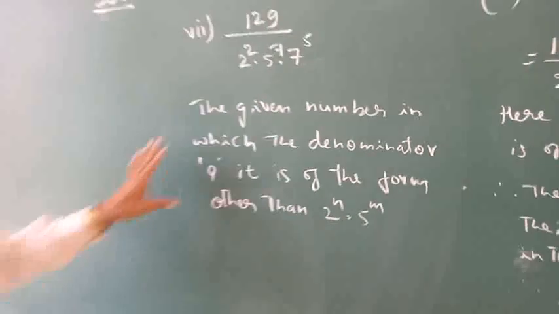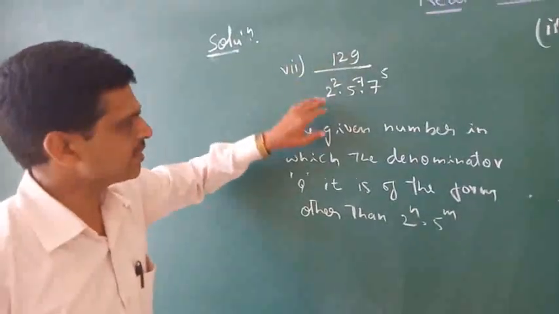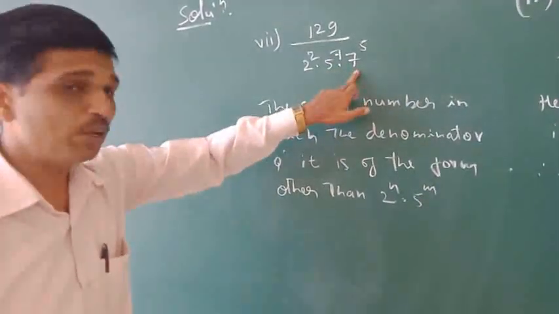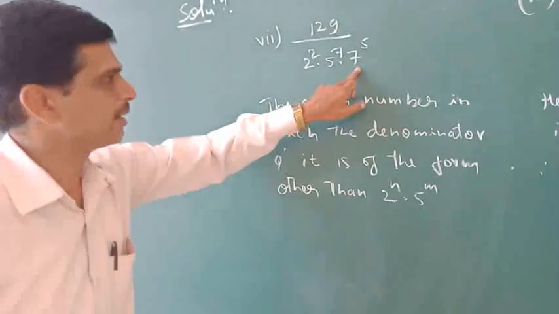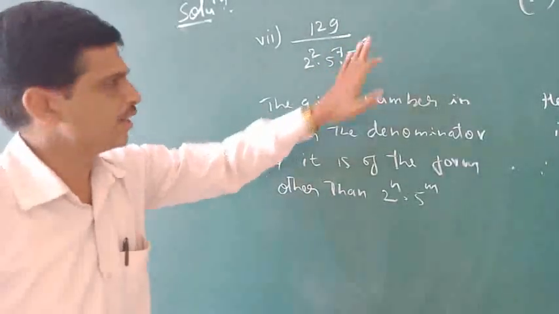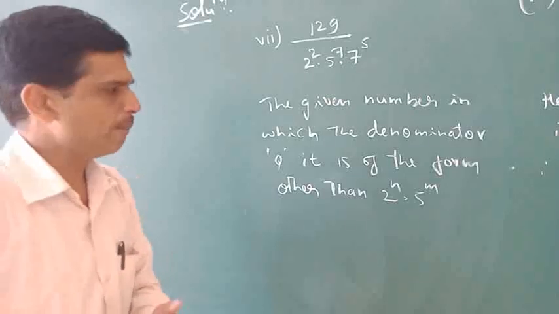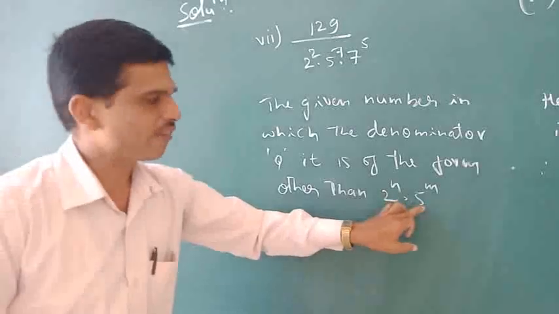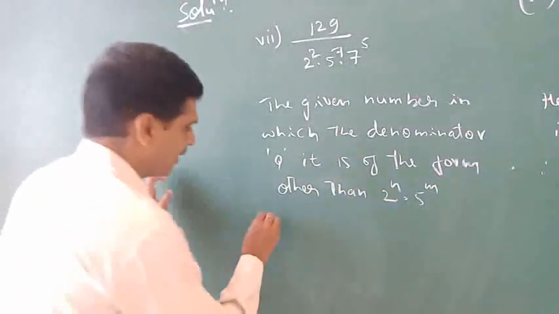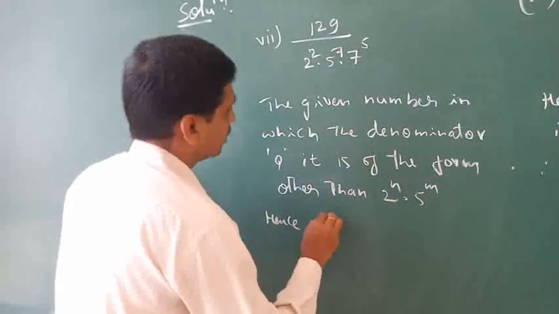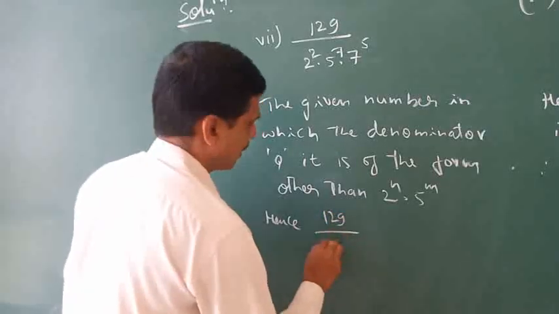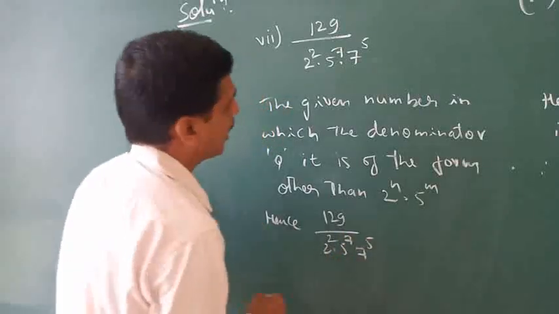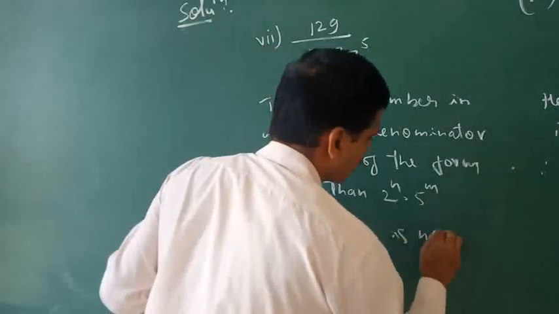What am I going to conclude here? Yes, of course q includes 2 to the power of n and 5 to the power of m. But here one more number came over here, that is a prime number with some power. Not only this number, if any number is other than 2 to the power of n and 5 to the power of m, it means therefore the given number, 129 divided by 2 squared into 5 to the power of 7 into 7 to the power of 5, is non-terminating.